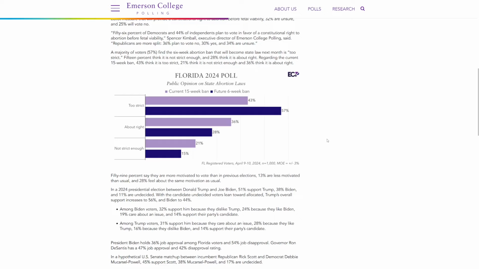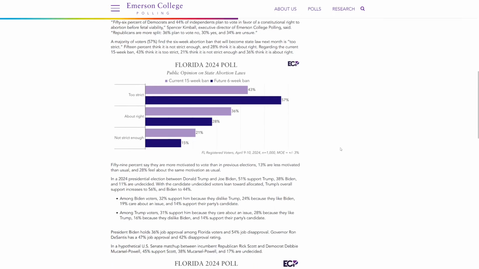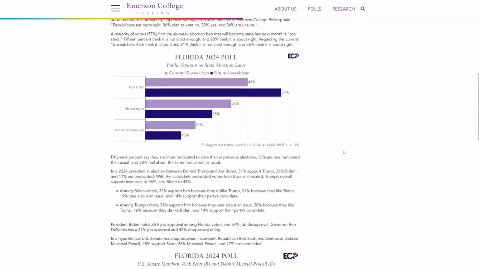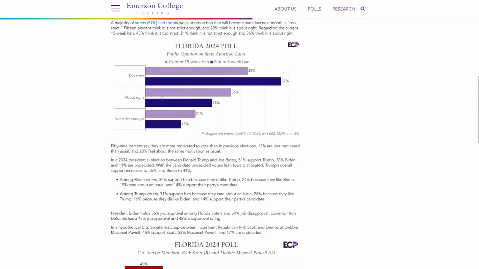I always like to see voters decide as we increase the number of weeks at what point they would like restrictions. Generally, the higher you go or the later in the pregnancy you get, the support declines. Again, we've got the Biden-Trump matchup. If you push the leaners to make a choice, then Trump is at 56, Biden is at 44. Biden's job approval rating is at 36, 54 disapprove.